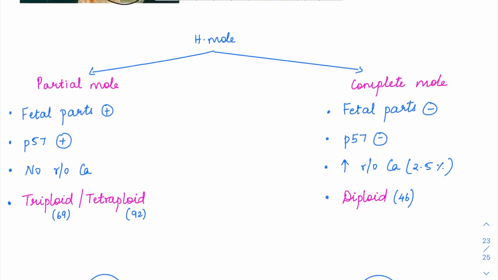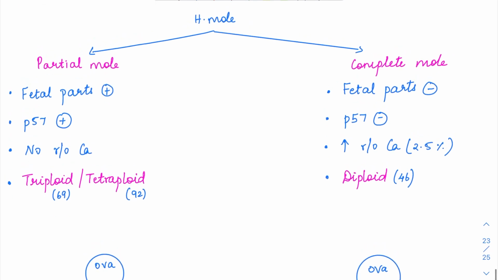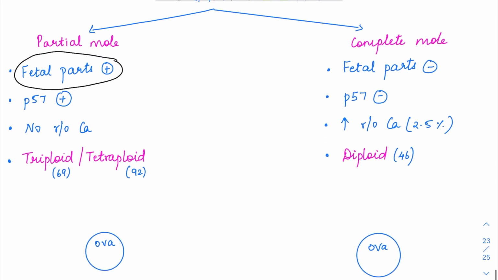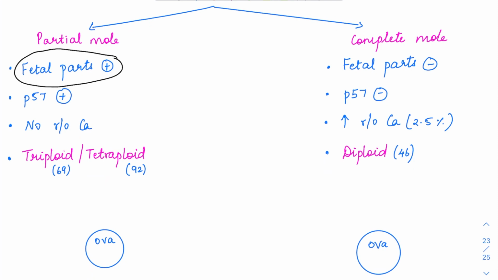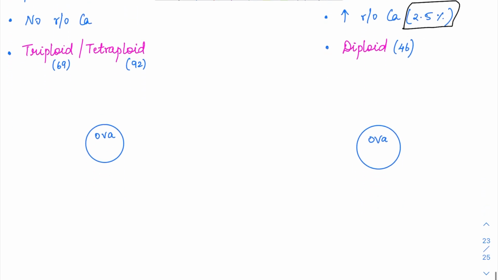H mole is usually divided into partial mole and complete mole. Partial mole is when you see the fetal parts. So in gross examination, you will see these grape-like vesicles, along with that, you will get some parts of the fetus also. So fetal parts will be present in partial mole, while fetal parts will be absent in a complete mole. Then there is going to be increased risk of transformation of this complete mole into choriocarcinoma. There is going to be 2.5% risk of cancer in complete mole, while partial mole doesn't have any risk of cancer. So what is the genetics involved in developing this partial and complete mole?